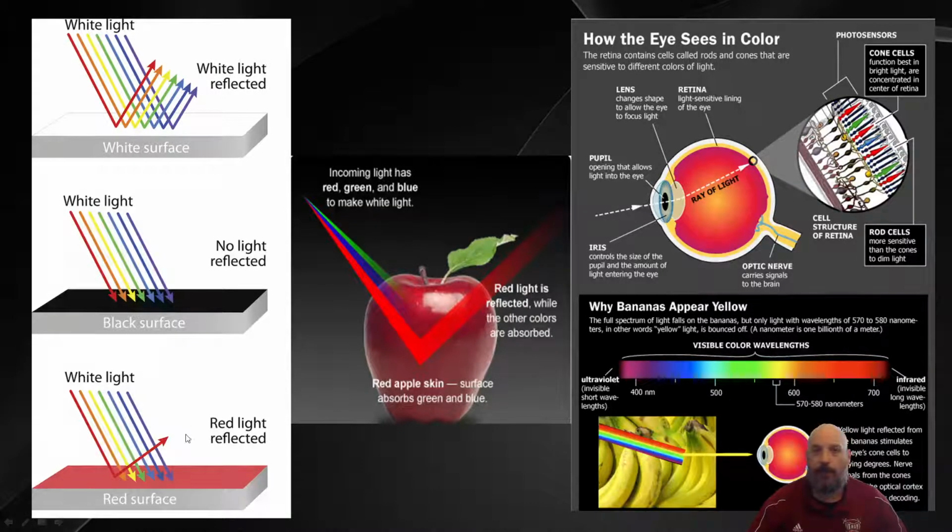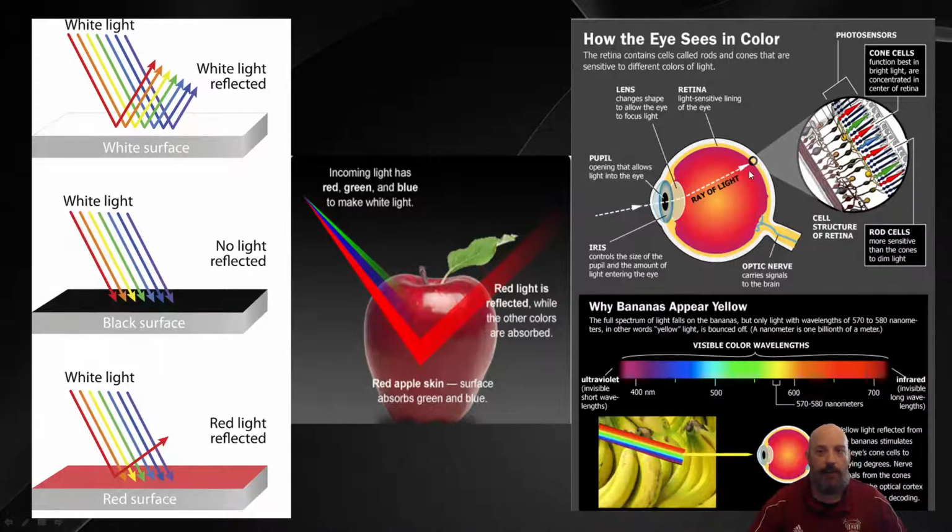Now, when we get into specific colors and color temperatures, in the case of this red surface, the entire spectrum of light is getting bounced to it, and everything is getting absorbed except for the red. So when you look at an apple and the apple appears to be red, that apple has absorbed all the color ranges except for red. That's what's being bounced off and going into your eye.